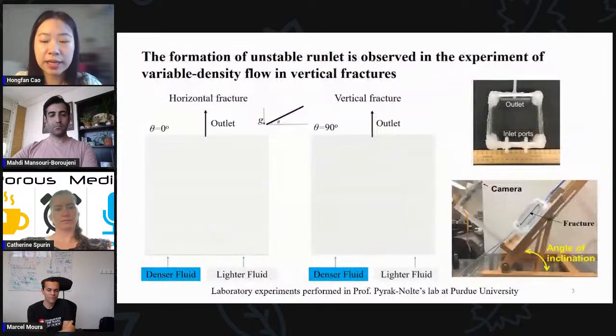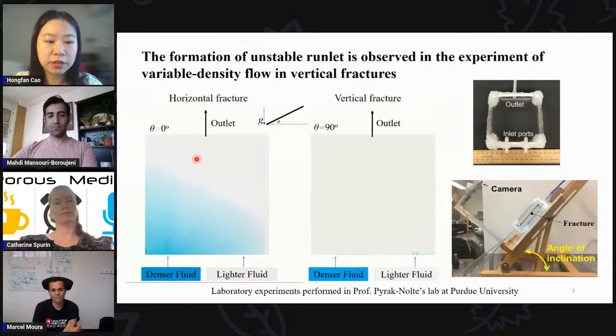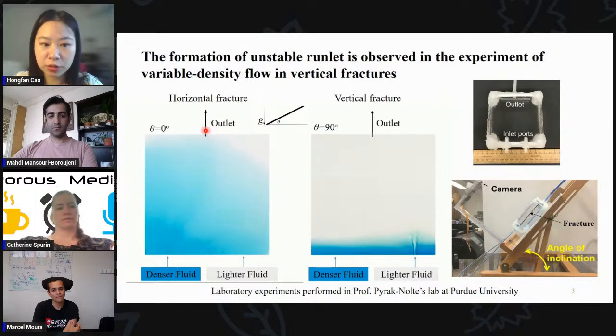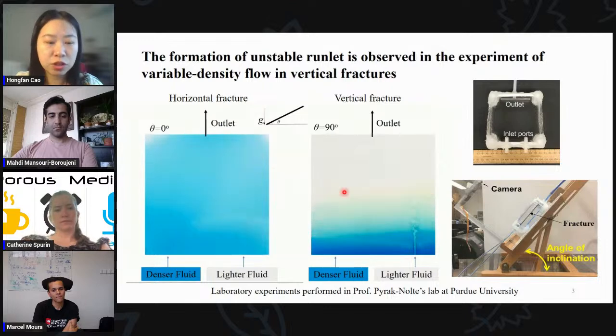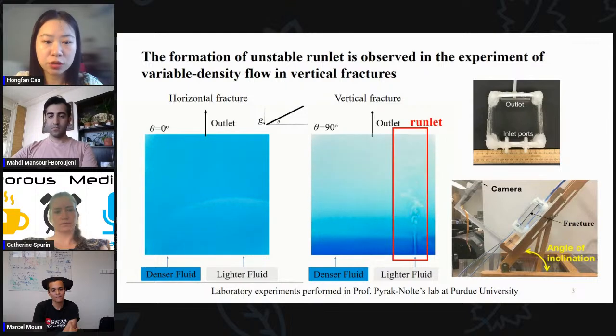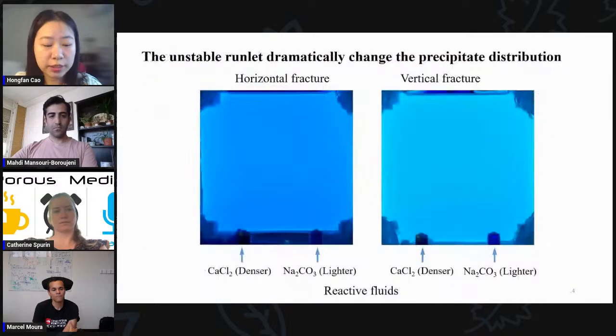So recently, a lab experiment was performed at Porto University in which two fluids with different density were injected into a fracture. Here two videos show the experiment result. The first video shows when the fracture is horizontal, and the second video shows when the fracture is vertical. And the formation of the unstable rivulet is observed in the experiment when the fracture is vertical, but it cannot be observed in horizontal fractures.